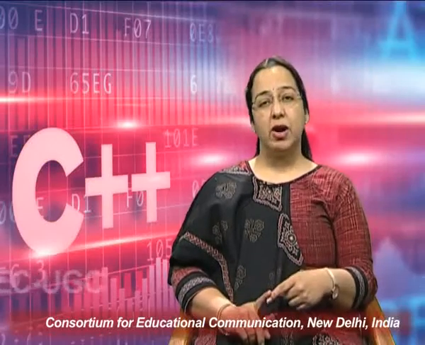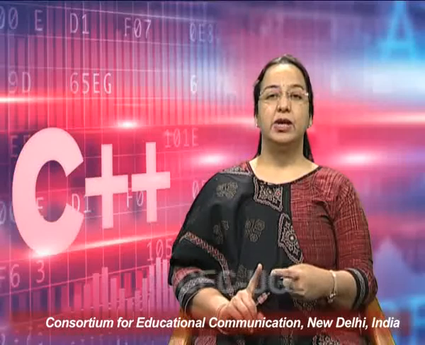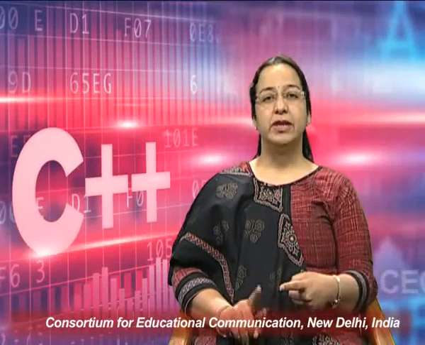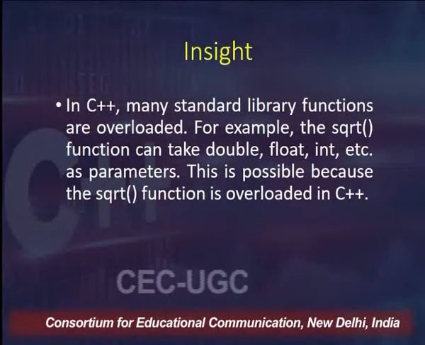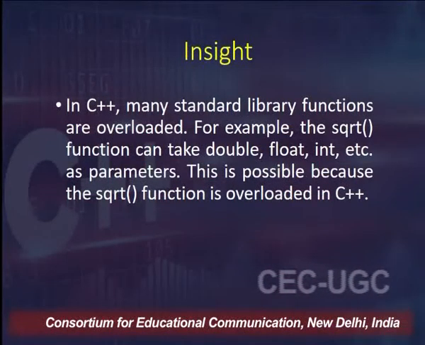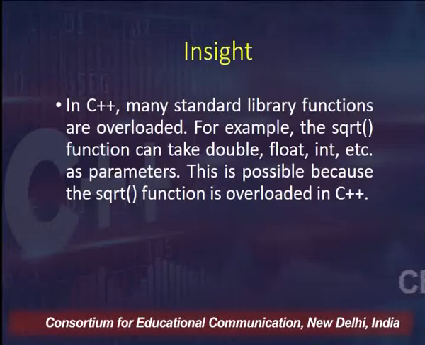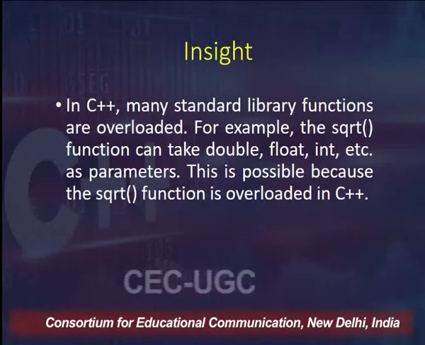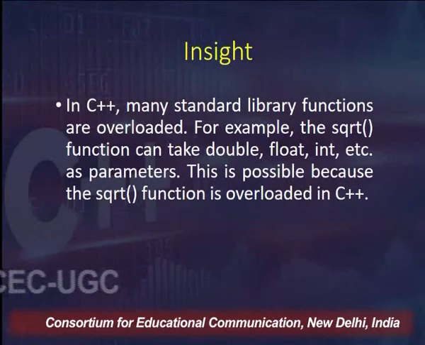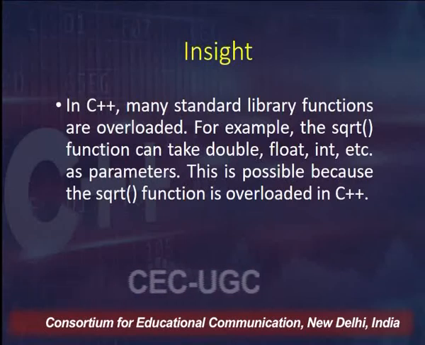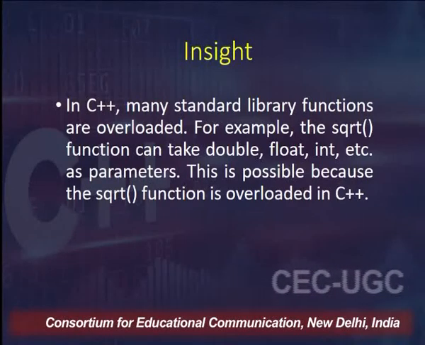So this sqrt can take an integer, this sqrt can take a float variable, this sqrt can take a double variable, and on the basis of what type of parameter you have given to this sqrt function, it is going to call the appropriate version, and then you are going to get your result. So how has this happened? This is just possible because the sqrt function is overloaded in C++.